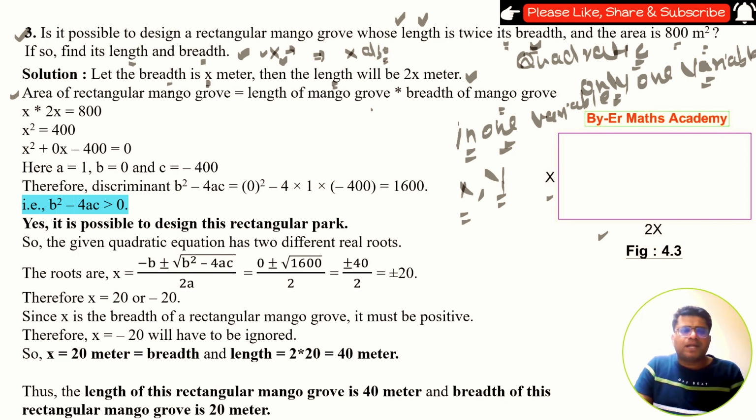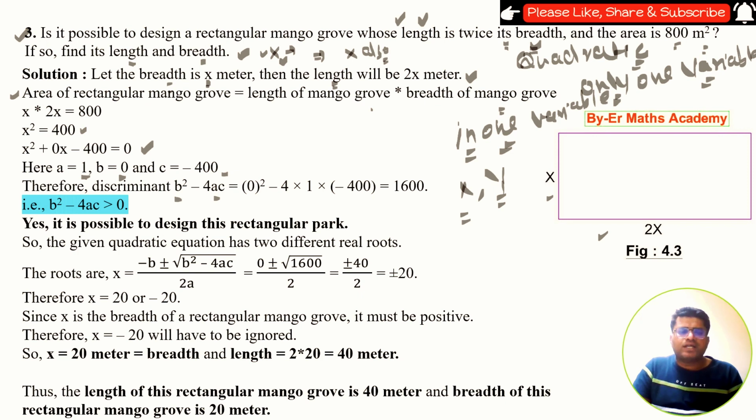X multiplied by 2x, and after this we find x square is equal to 400, and we write this equation in the form of a standard quadratic equation. We write x square plus 0x minus 400 is equal to 0. After comparing this you find a is equal to 1, b is equal to 0, and c is equal to minus 400. Now you find the value of discriminant b square minus 4ac.